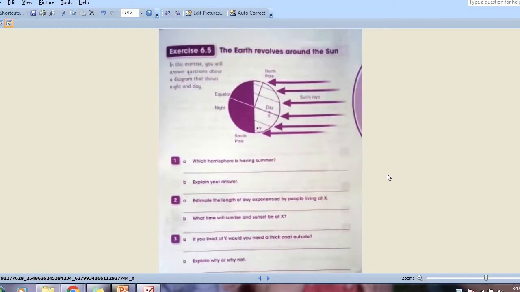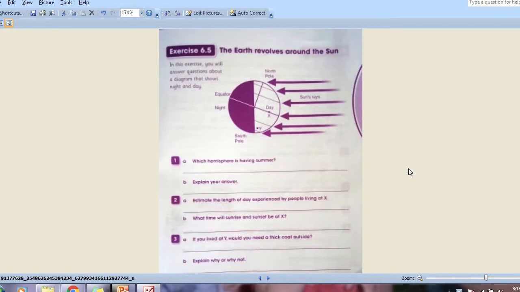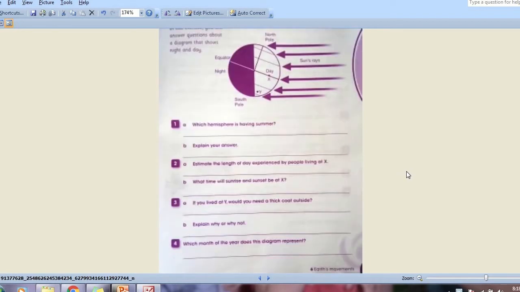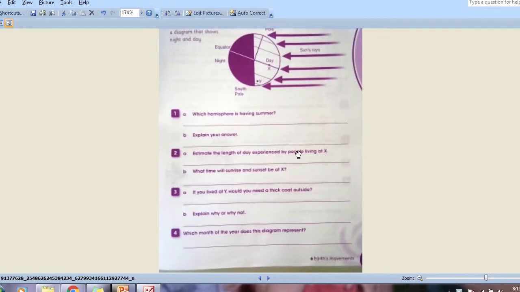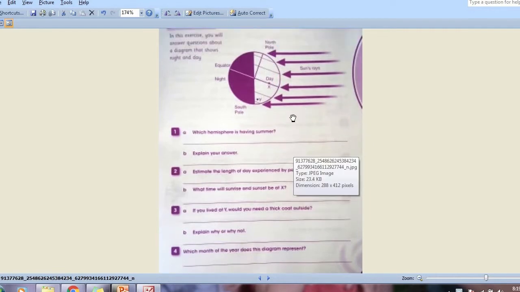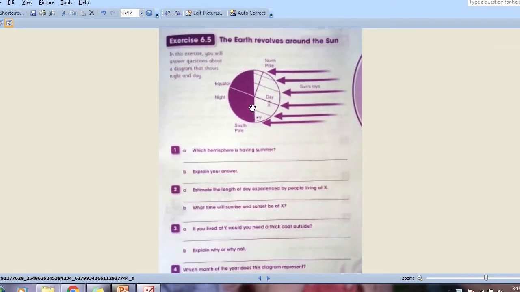So we're done with the presentation video. Okay, so it's time for evaluation, guys. We're going to answer this one. It's on exercise 6.5. The Earth revolves around the sun. I think you can see it clearly now. So you have to answer the following question based on the diagram here.